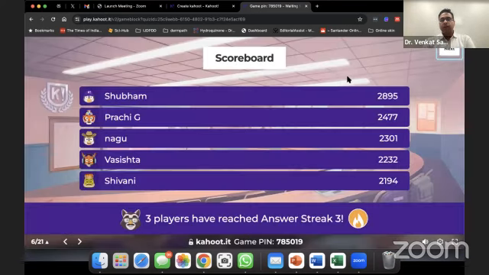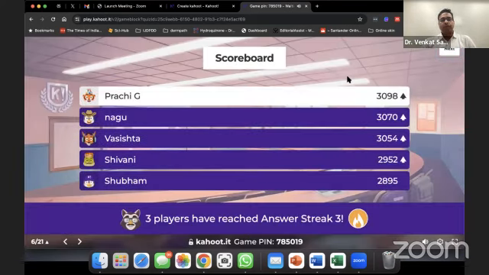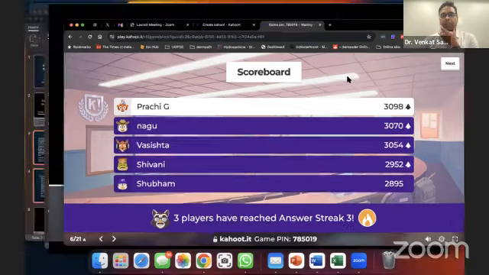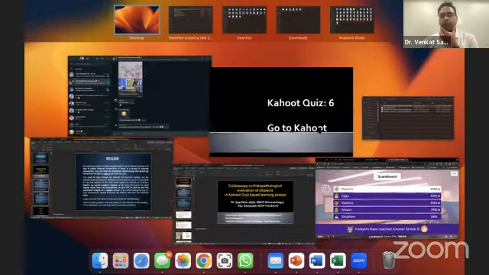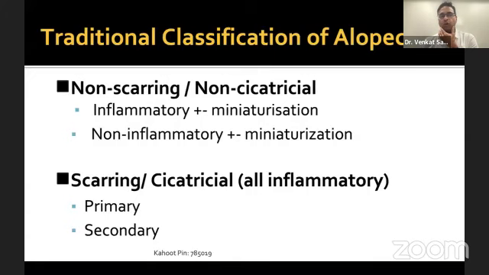So leaderboard, again, it's just moving up and down a little bit. The rest of the players need to catch up. There are about 45 other players who can get onto the leaderboard, so please do that. Prachi is on top now currently, but that can easily change because we've got lots more questions.